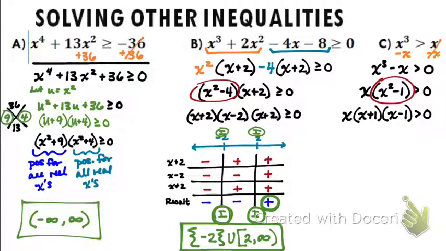Do we have the or equal to? Good observation there. We do not have the or equal to, so I don't have to worry about including any of these. So I have negative 1, I have 0, I have positive 1.